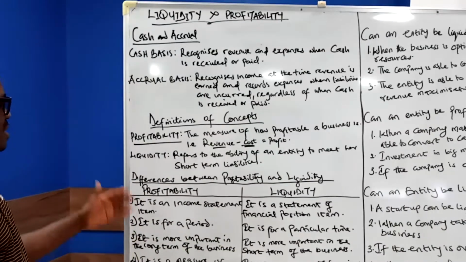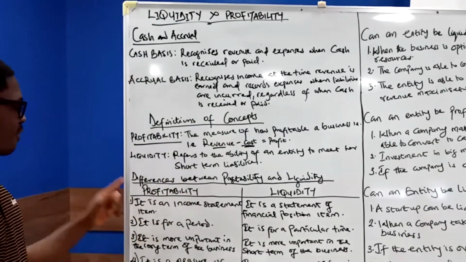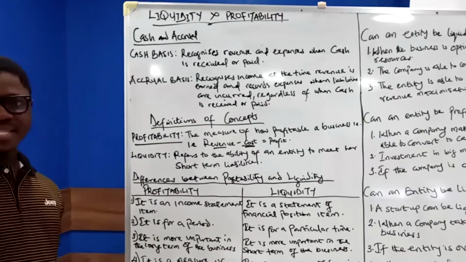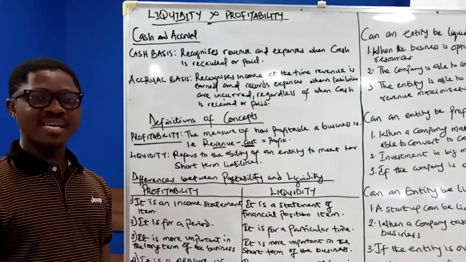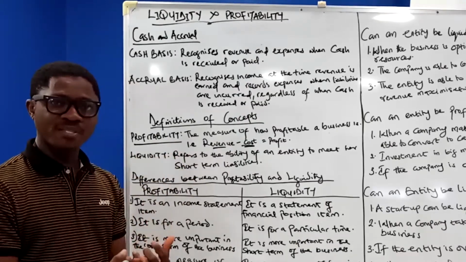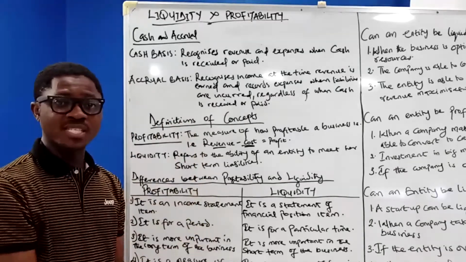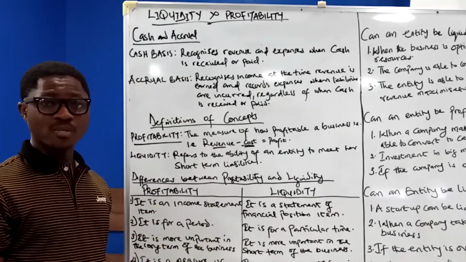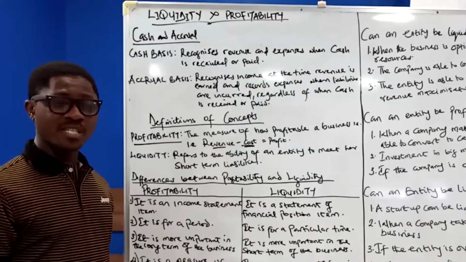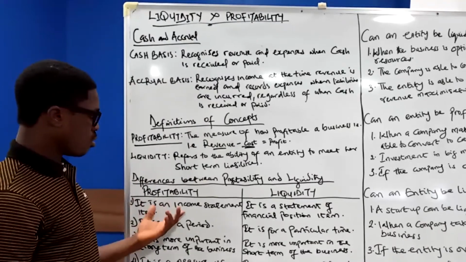Having discussed that, we go to the differences between profitability and liquidity. One, profitability is an income statement item. What does this mean? It means that we arrive at profit. We know how profitable a company is from the income statement of profit or loss and other comprehensive income. So, how do we know that a company is profitable? We know that after the preparation of the income statement.